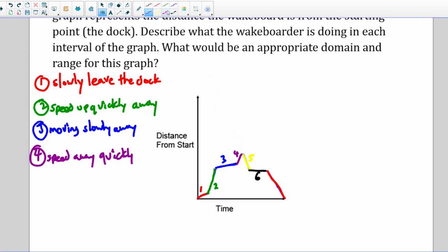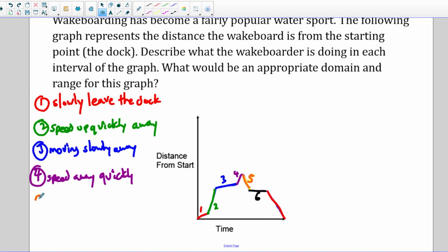Now in interval number 5, and maybe what I'll do is I'll do this in black because we can't really see, or maybe I'll do it in a nice orange color. Actually, let's redo this one. We'll do this in a nice orange. So we can see here in interval number 5 that we actually speed toward the dock.